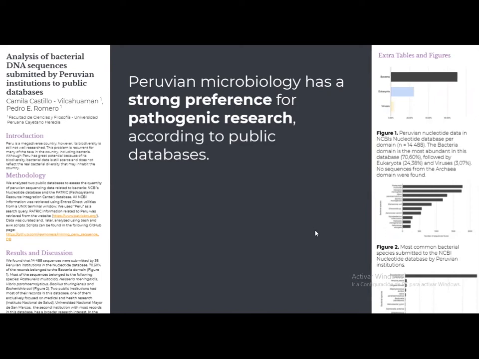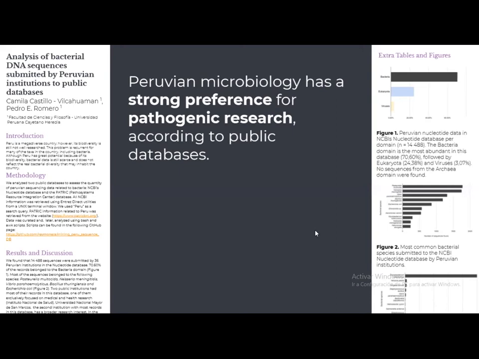Although Peru has shown an exciting megadiversity, for example, we still don't have research on archaea in Peru performed by Peruvian institutions. This means that there are environments and ecosystems that Peruvian microbiology has still not researched.